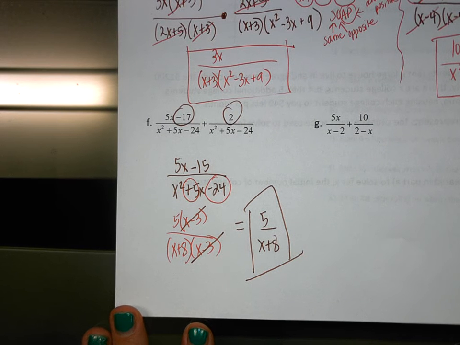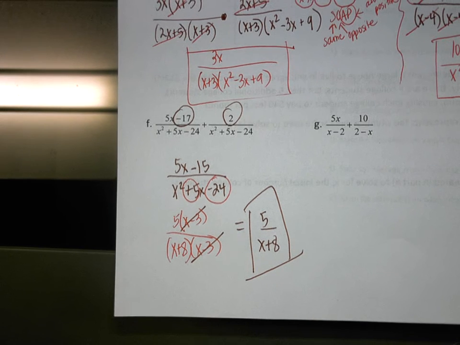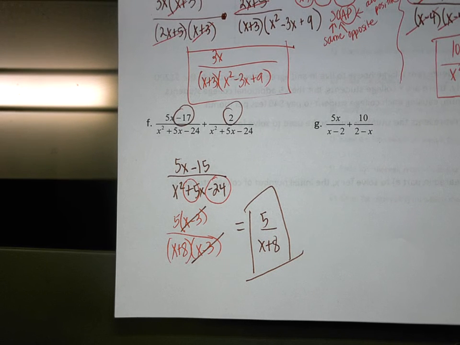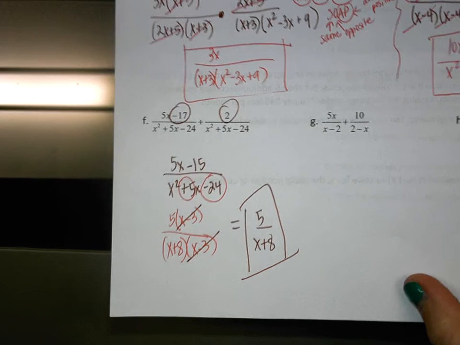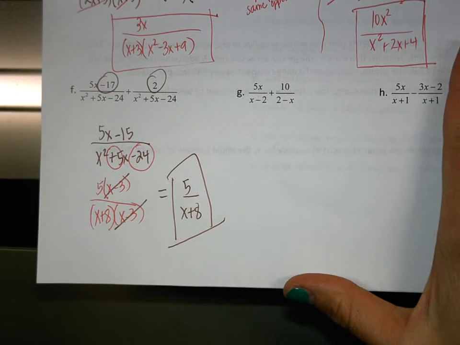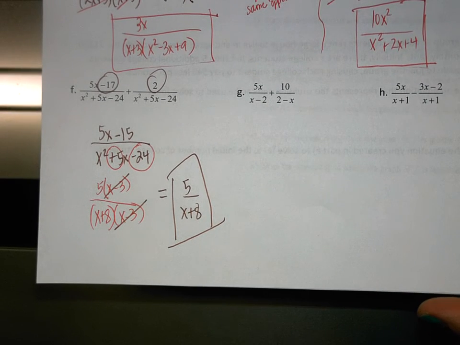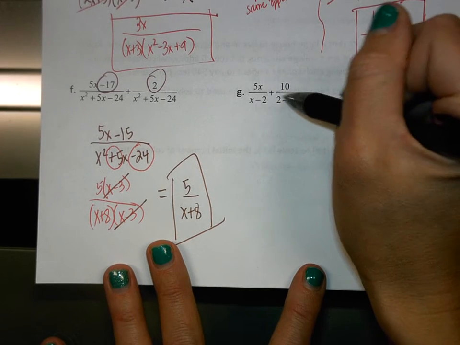Okay, are we good? Okay, G. What am I going to do on G? Are those denominators the same? No. So what could I do in order to make them the same? Good, take out a negative 1. And so I'm actually going to do it on the second one.